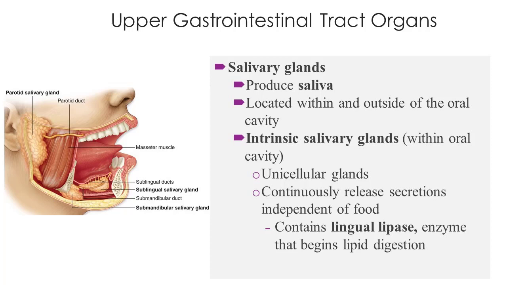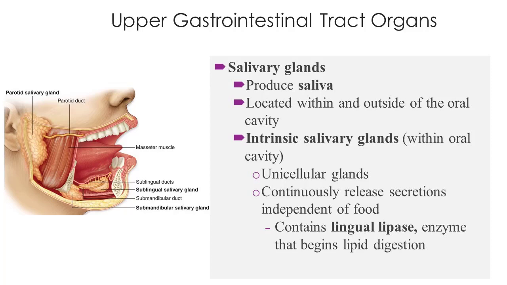Now, some of these are smaller intrinsic salivary glands, and they're going to be producing enzymes such as lingual lipase. What does lingual mean? Tongue. Remember, -ase is enzyme. So what does a lipase break apart? Fat. What's another word for fat? Lipid. Yeah, so lipase is going to be involved in lipid digestion. Now, again, these we wouldn't recognize as organs because they're just unicellular.